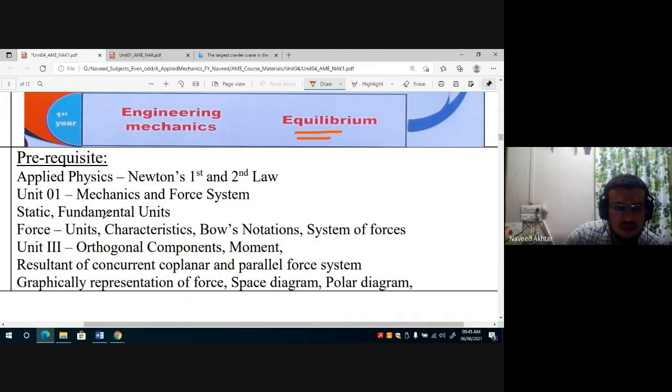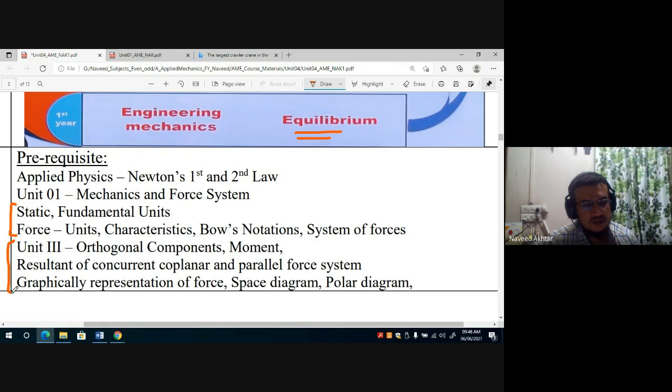Fundamental units, that is length, time, and mass. So force, we have also learned force and units of force, characteristics, rotation, system of forces. These are all the content of unit one, which is the prerequisite of this unit number four.